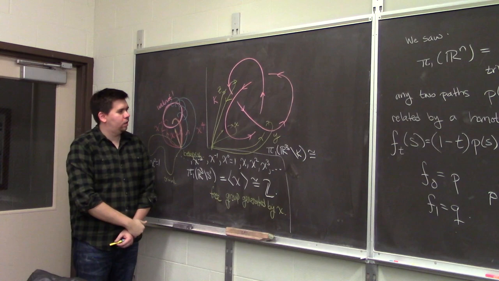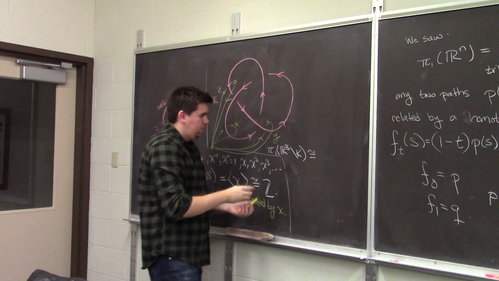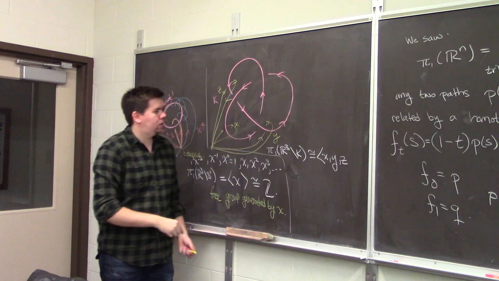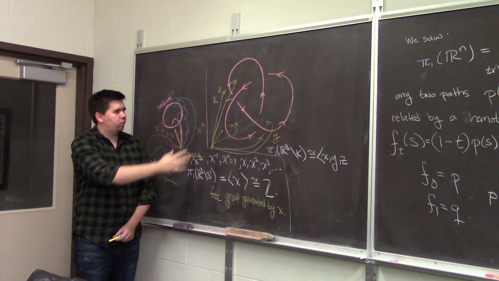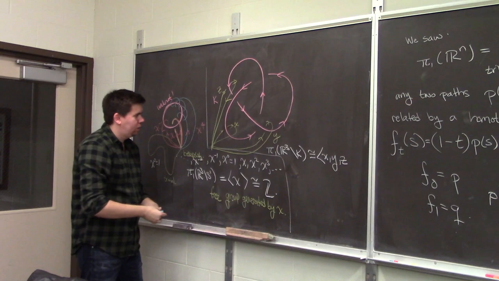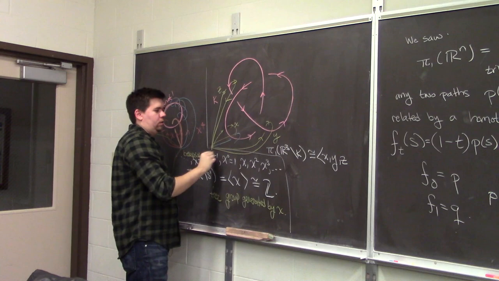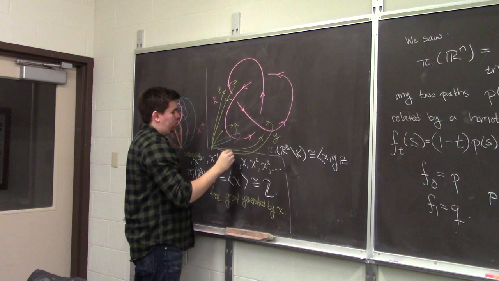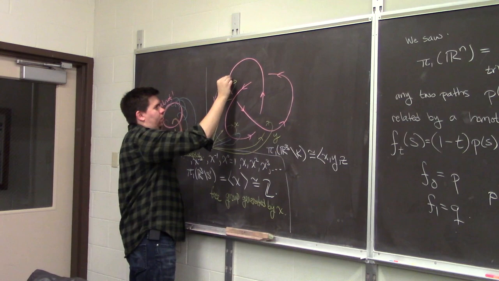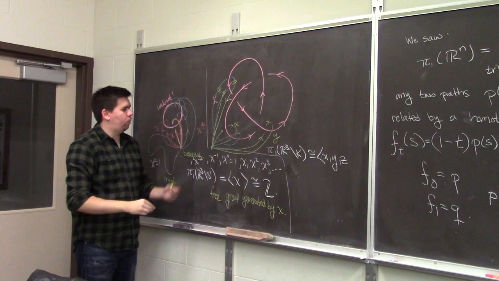So then what do I have? Well, my group is going to be generated by these: X, Y, and Z. Because any loop I might have will be some combination of these. You might imagine some loop that goes and loops around that arc and then goes over. So what might it do next? Then it might go over here and loop around this arc and then come back.